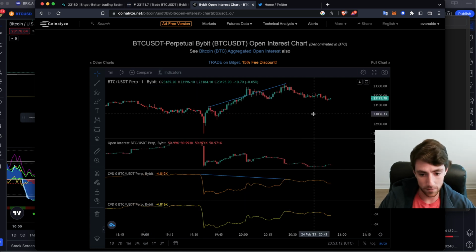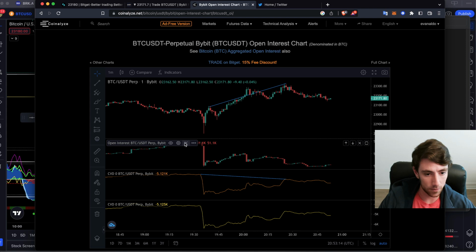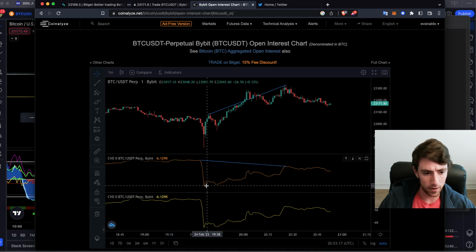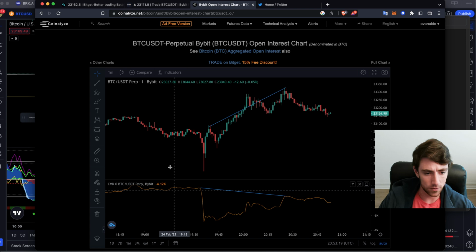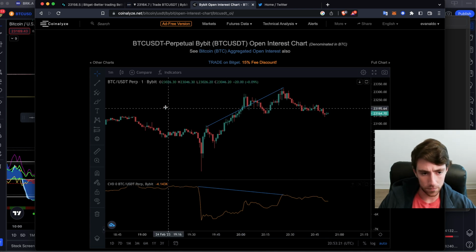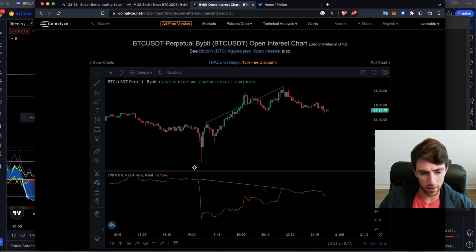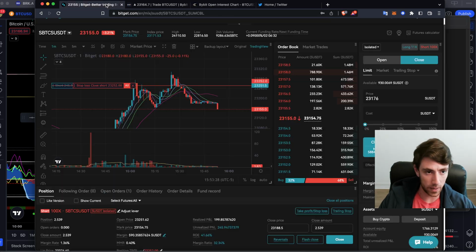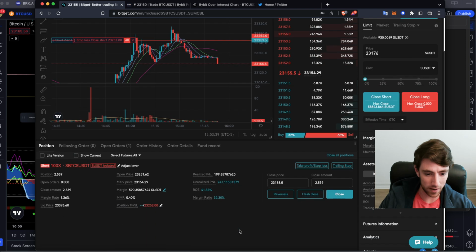Cumulative volume data, you put that in, now we have two of them. Let me get that out of there. Oh wait, no, now I have two of them there. Okay, so then the other one, I've been mainly looking at these two. You can look at open interest as well. I don't know that as well yet, but I took this paper trade on BitGet.